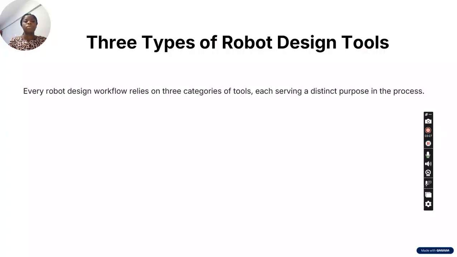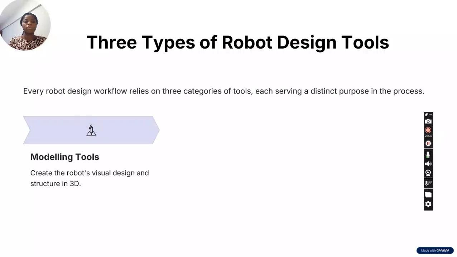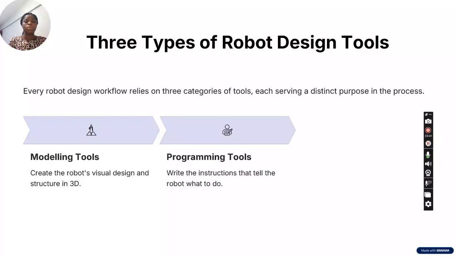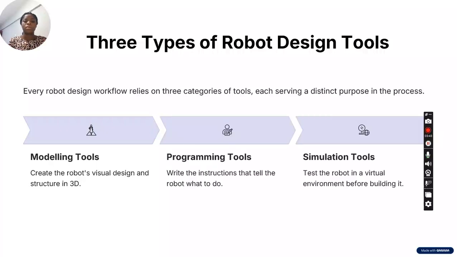Now let's move to the three types of robot design tools. The first category is the modeling tools. Then we also talk about programming tools. Then lastly, simulation tools. We are going to take these categories one after the other, then we see how it works. So we will start with the modeling tools.